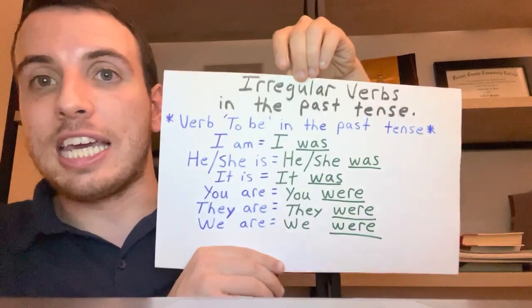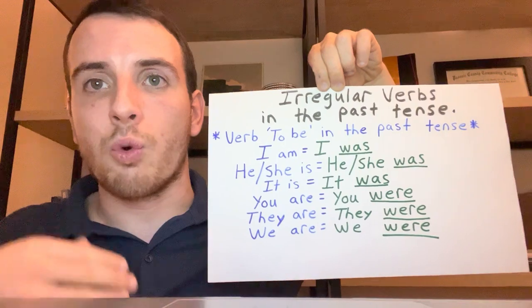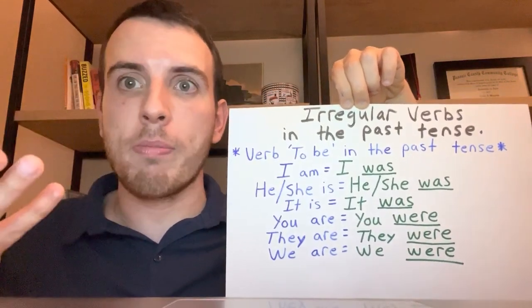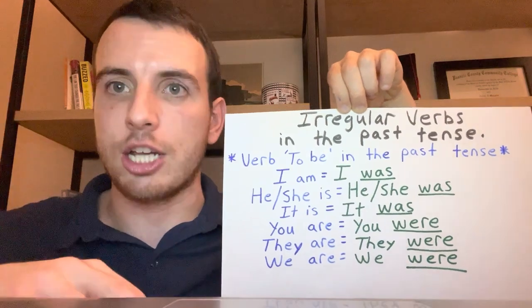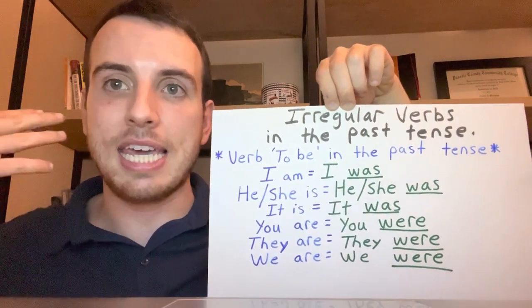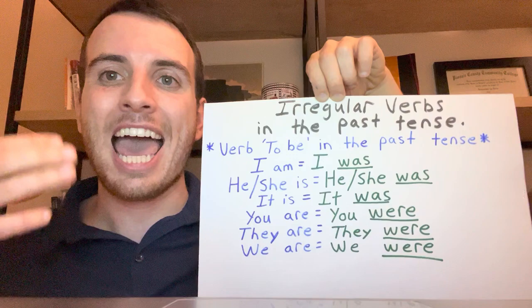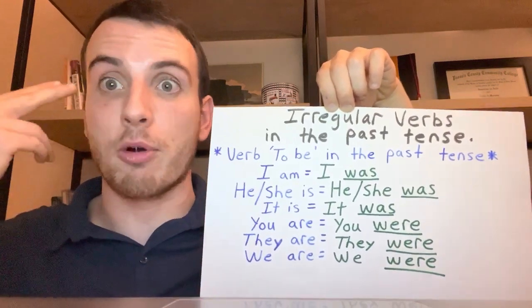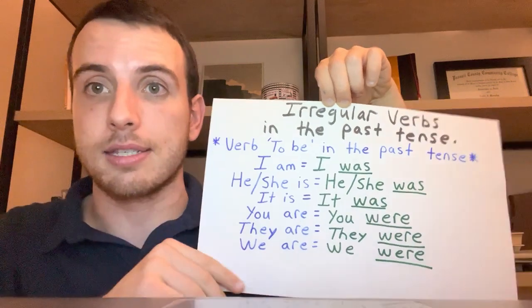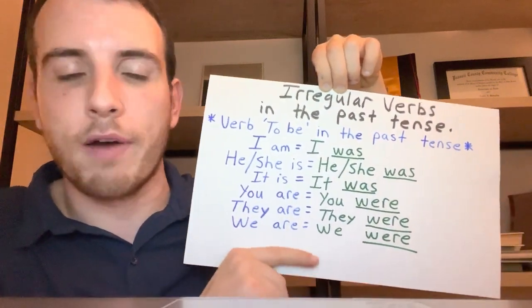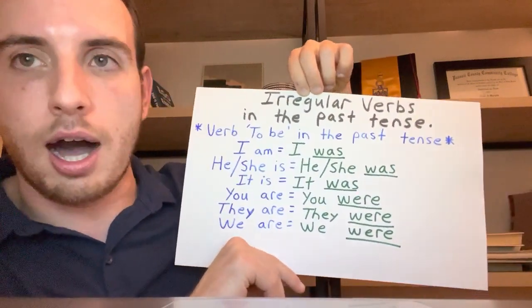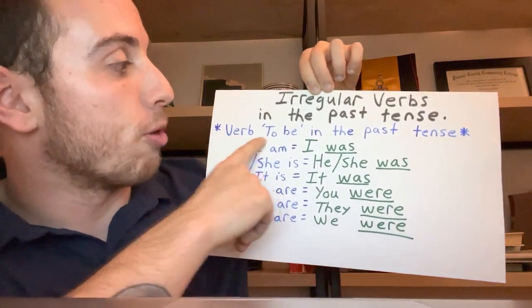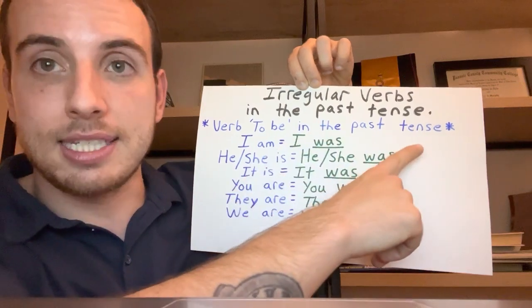Now we have irregular verbs. With irregular verbs, the entire form of the word completely changes, so they can be a little bit confusing. With irregular verbs, you have to memorize the past tense. The first group of irregular verbs that I will teach you today are the verbs to be in the past tense.